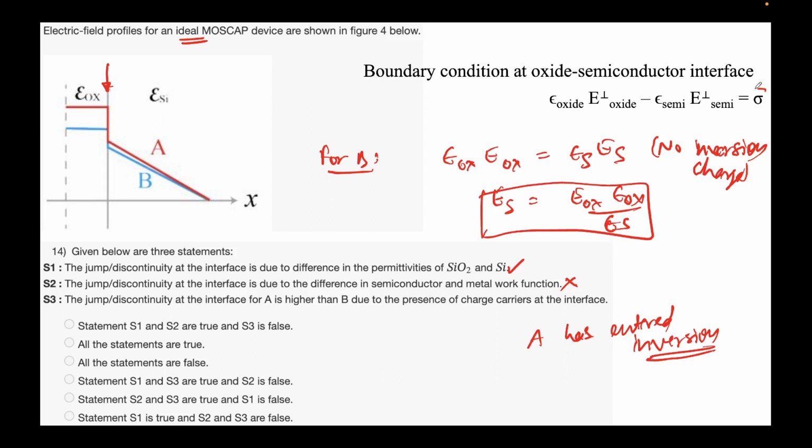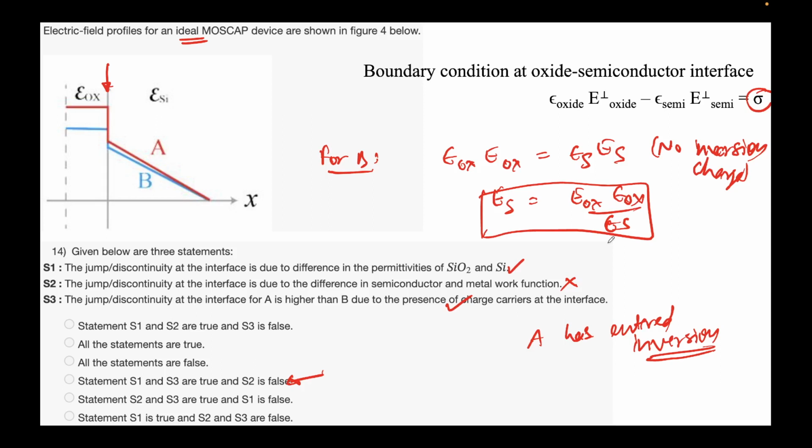Finally, we established that A is in inversion, B is in depletion. Why? Because both have the same depletion width, but A has higher electric field. That is possible only when A has some inversion charge also. Inversion charge arises only when we have inversion. So we established that, and then finally we analyzed the jump in discontinuities here, which is attributed to the difference in the permittivities. So that's the complete analysis of your electric field profiles. Obviously voltage profiles can also come, but that's secondary.